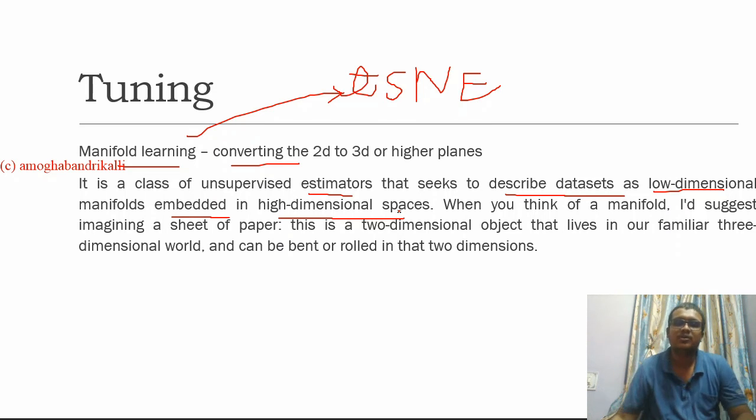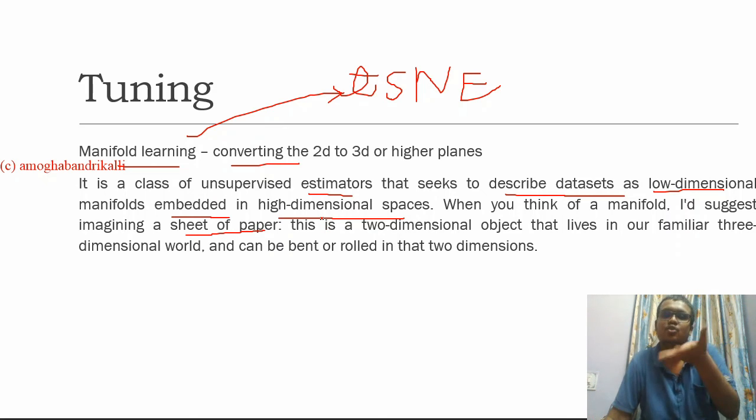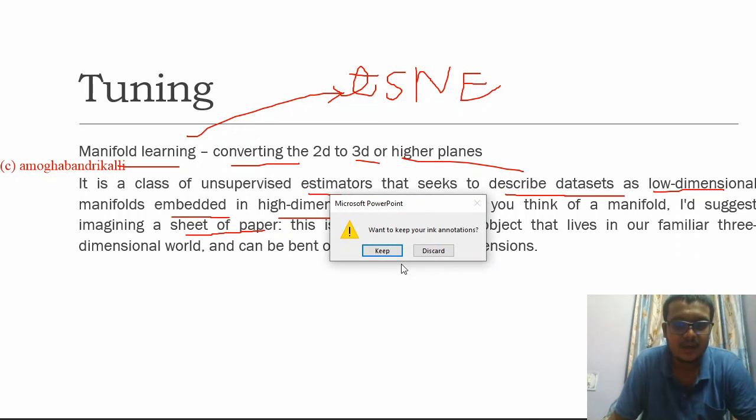When you think of a manifold, imagine sheets of paper. This is a two-dimensional object, which is familiar to us, like when we play with kits and make boards. The plane is the paper itself. When we fold it and then extend it, that is manifold learning, or converting into higher planes. So we can see the output here.